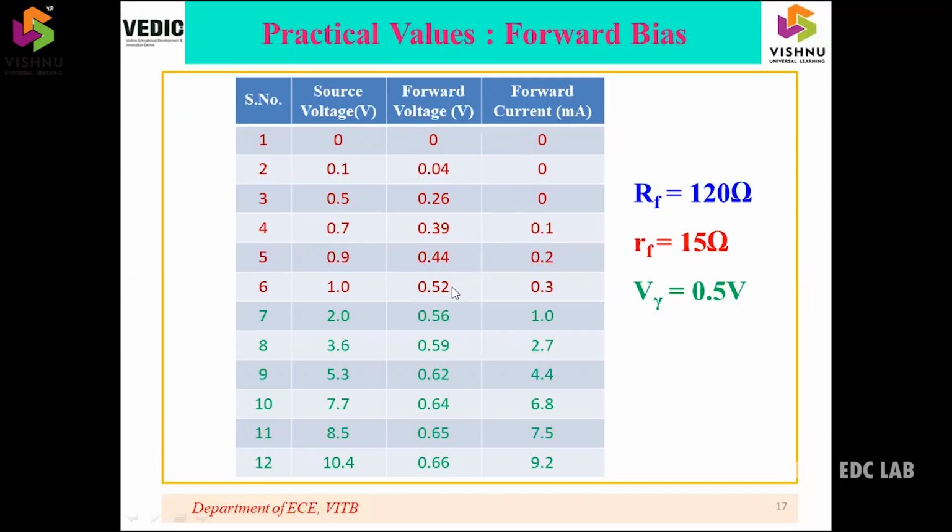Up to 0.5 volts, the current flowing through the diode is very small, negligible, and hence the cut-in voltage is equal to 0.5 volts. After the cut-in voltage, a very small change in voltage can create a large change in the current. That's why the static forward resistance is 120 ohms, and the dynamic forward resistance is 15 ohms.